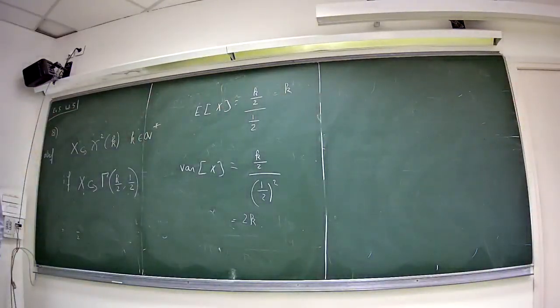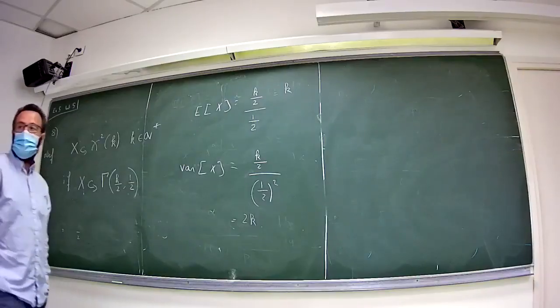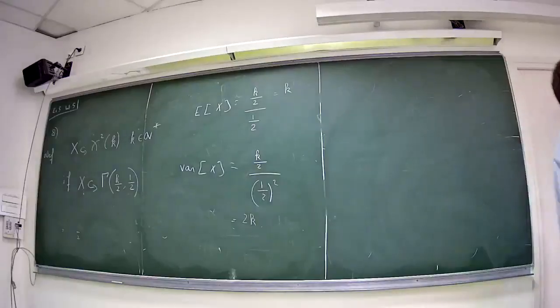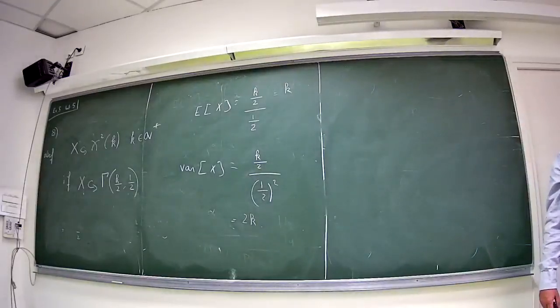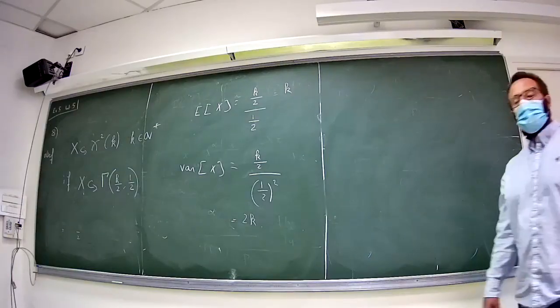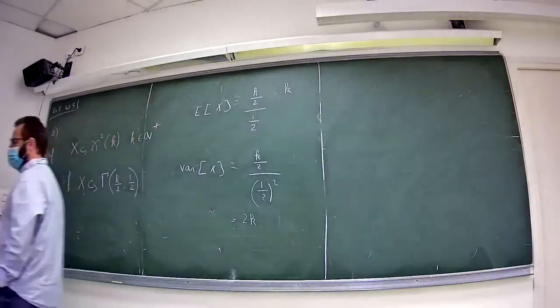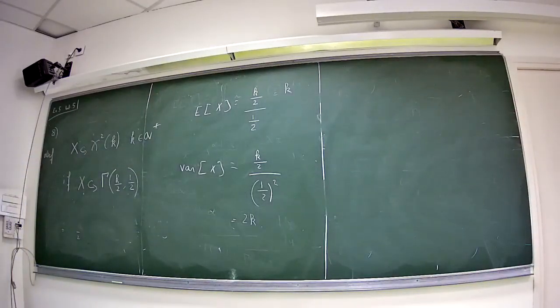And I repeat that we will see in the list 6 of exercises that this chi-square of parameter k is related with the sum of the square of k independent N(0,1). Okay? So something that will appear in the statistical form. Okay?